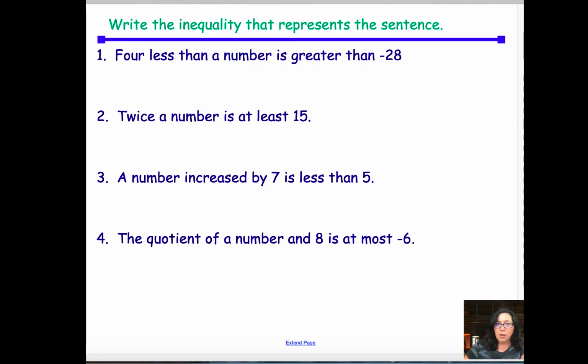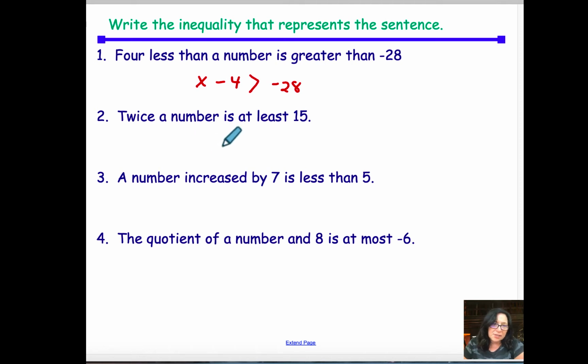So write the inequality that represents the sentence. 4 less than a number is greater than negative 28. We're going to use the value for a number, we're just going to use that as x. So 4 less than any number, that's going to be x minus 4, is greater than negative 28.